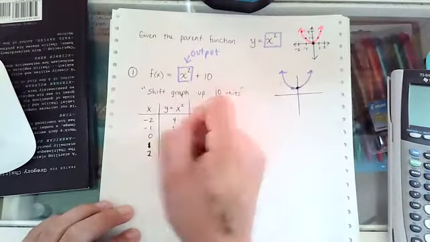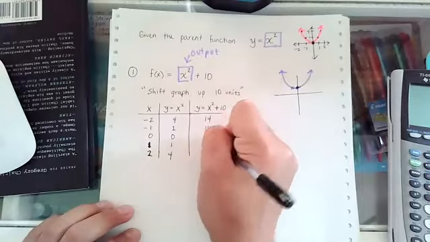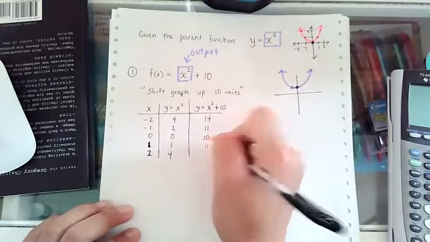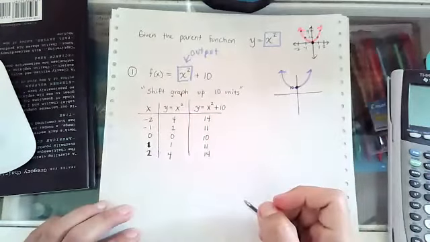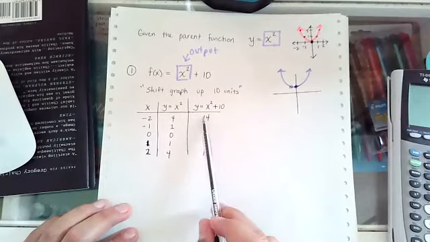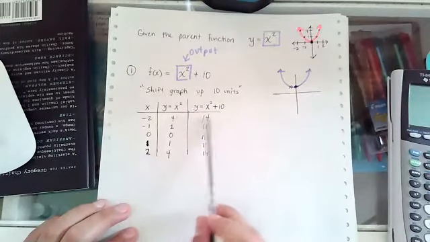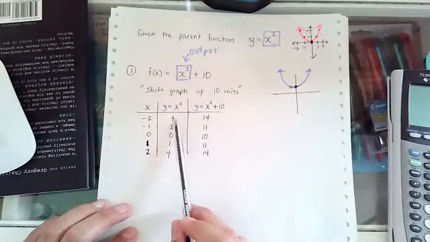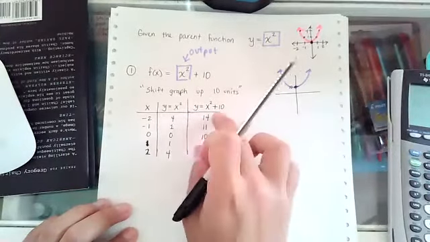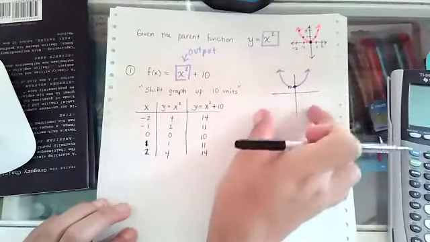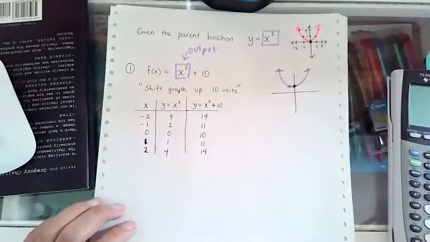We should get 11. We should get 10 here. We should get 11 here. We should get 14 there. But you notice that all of these y values now are all 10 units higher than the original function. And so that's why adding 10 to the output has this effect of shifting the graph up.